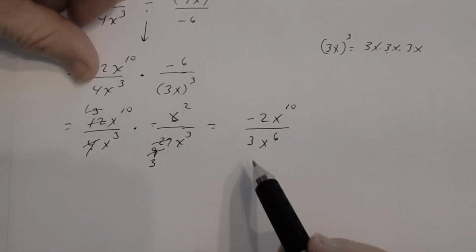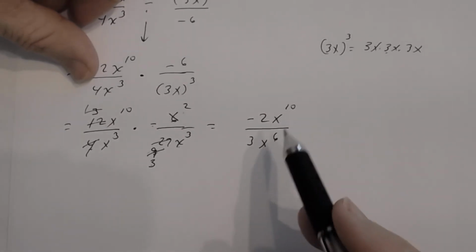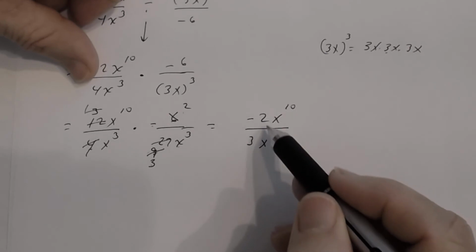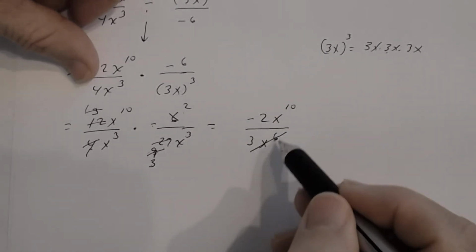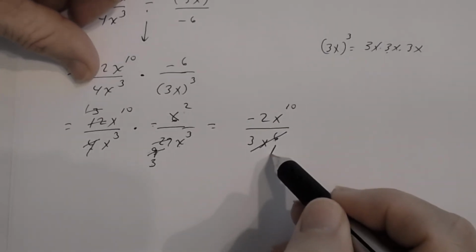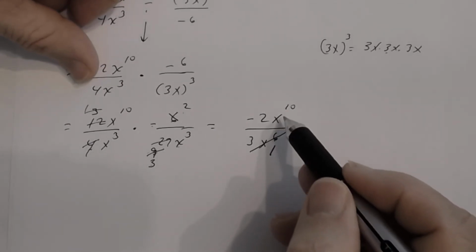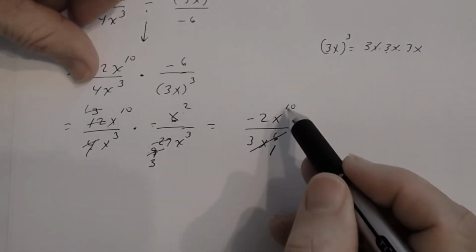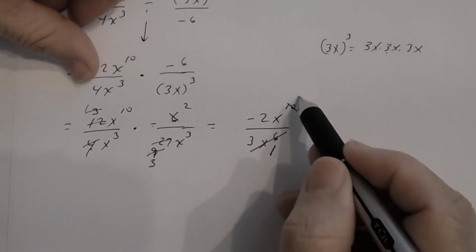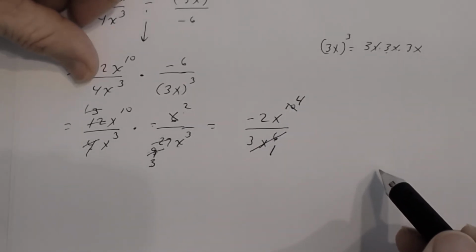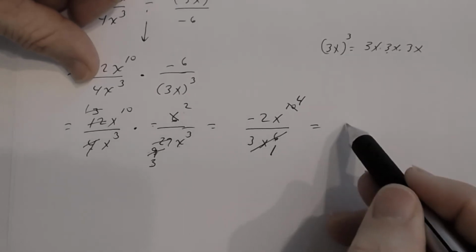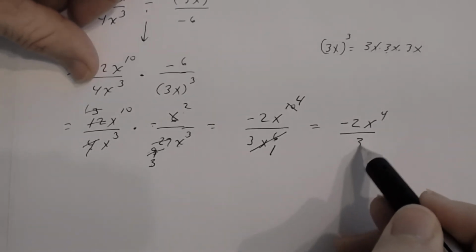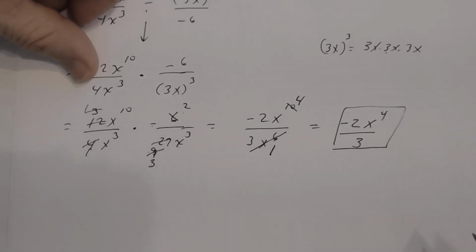Now let's go ahead and deal with the factors of x. So I have 6 factors of x in the denominator. I have 10 in the numerator. So all of these will divide into itself. And then those 6 factors of x, when I divide into these 10, I'm left with 4 factors of x. And so therefore the answer is going to be negative 2x to the 4th divided by 3. And that's the answer. All right.